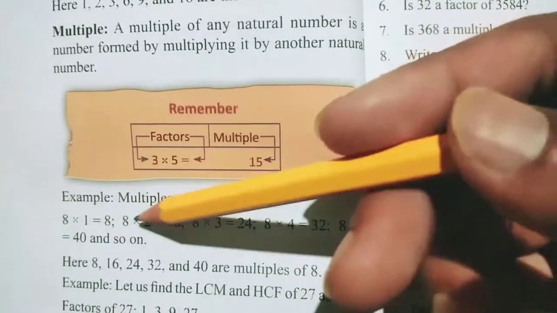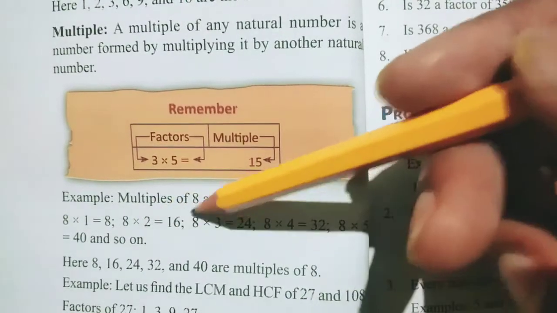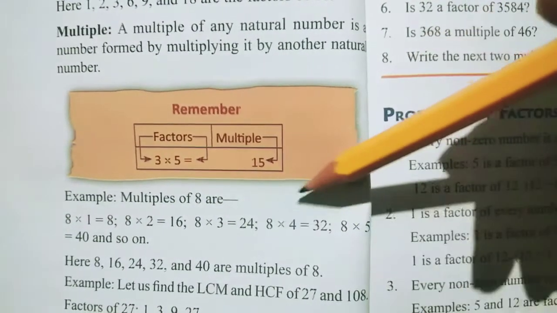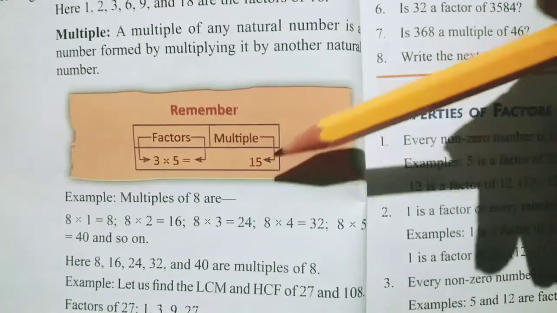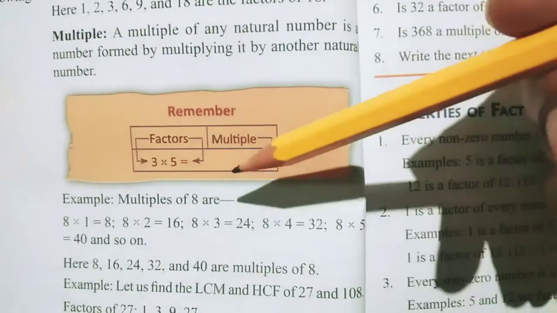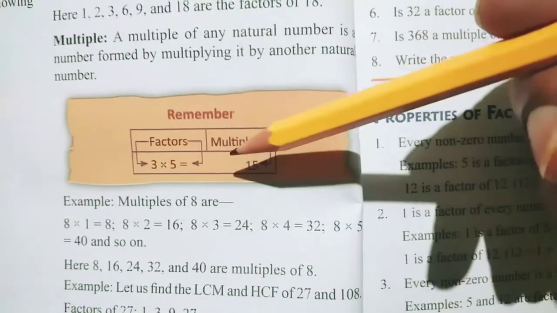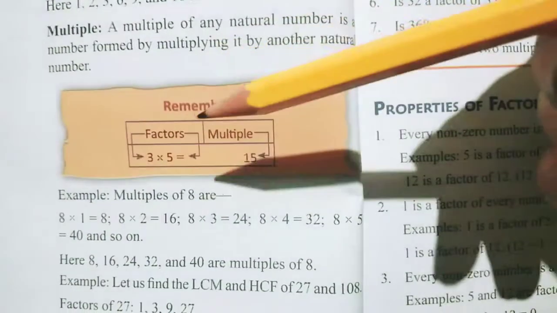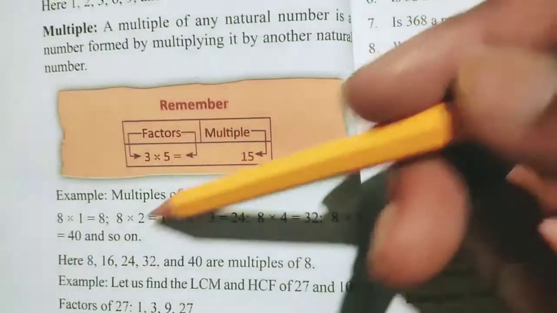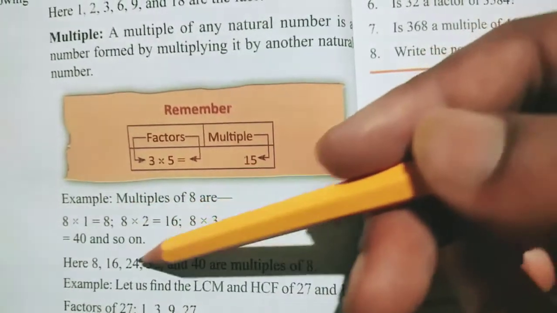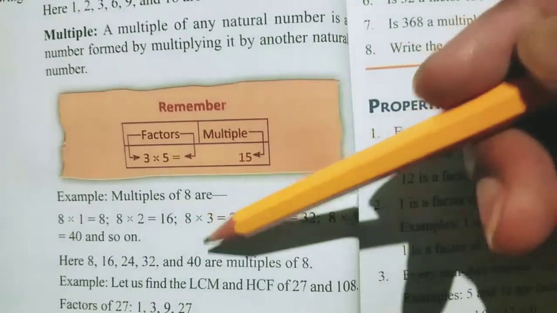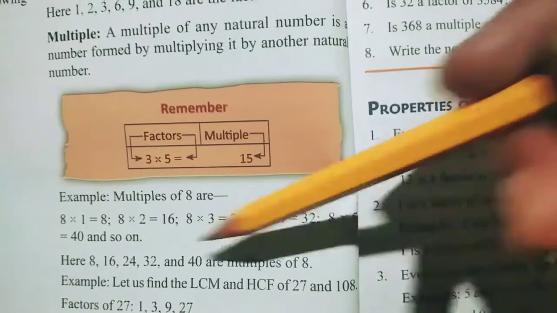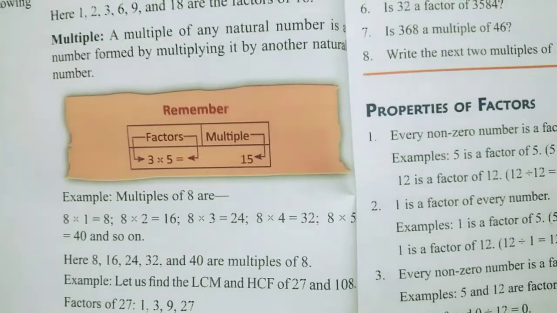8 times 1 is 8. Then multiply with 2. 8 times 2 is 16. 8 times 3 is 24, like this and so on. That is called a multiple of any number. So a multiple is multiplication of any number with the natural numbers starting from 1. So what are the multiples of 8? First of all 8, then 16, then 24, 32, 40 are multiples of 8. So there are many multiples of 8.